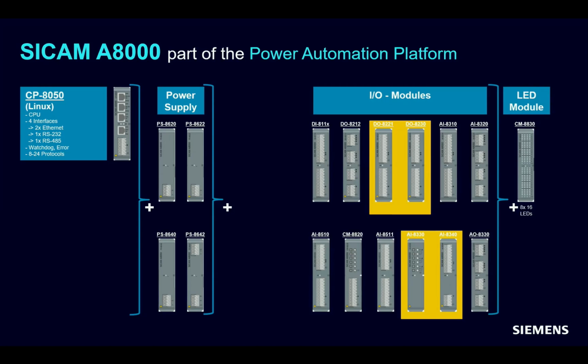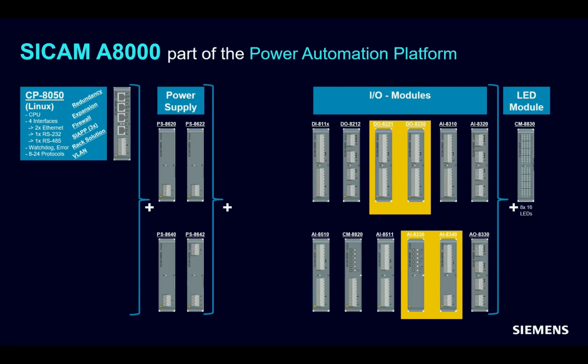But of course, there are much more differences regarding hardware modularity, communication possibilities, and applications. Let's have a deeper look. The CP8050 can be set up in a redundant architecture. The smaller ones, no chance, it's not possible.